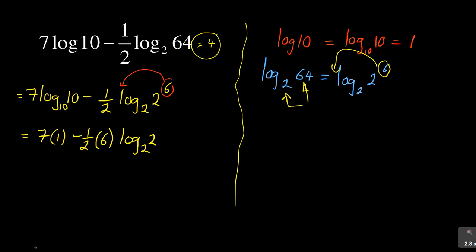Now you are again seeing that the number and the base are the same. Remember, this becomes a 1. So 7 times 1 is 7, minus 1 over 2 of 6, which is 3. So minus 3 times log 2 of 2, which is a 1. So what is 7 minus 3? 7 minus 3 is equal to 4. So this is what I was saying, that the calculator can actually assist you to see where they were getting these answers.